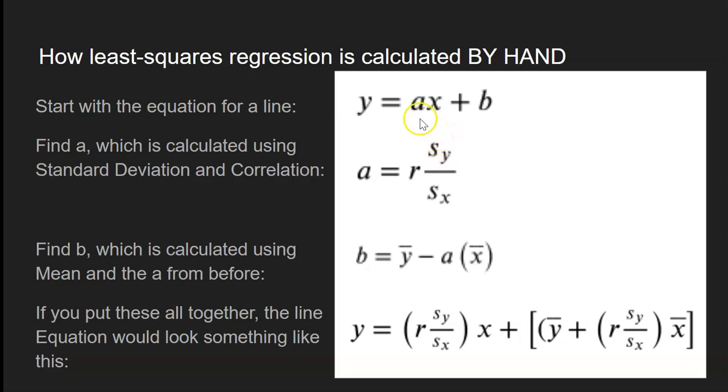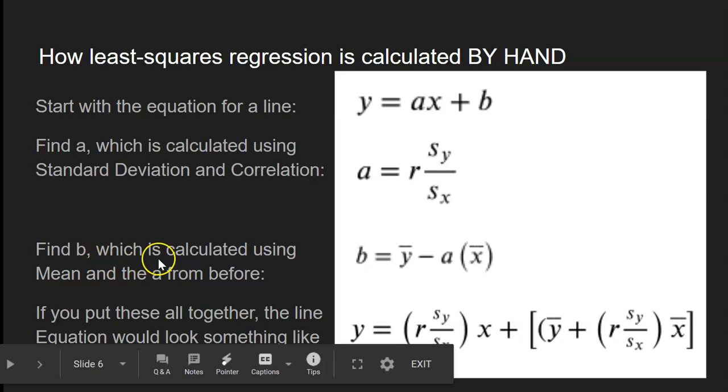But all these pieces, a and b, are found using different parts of the data. So a, which is our slope, remember, is calculated using the standard deviation and the correlation of your data, where the standard deviation of the y variable, the response variable, is on top, and the x, the explanatory, is on the bottom. r, of course, means correlation. It can be positive or negative, but it's always between -1 and 1.